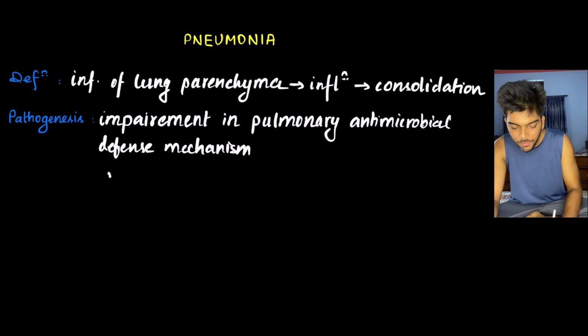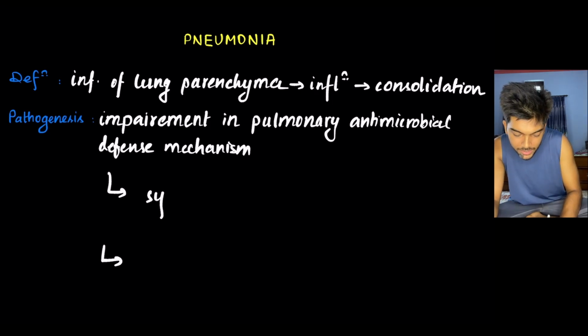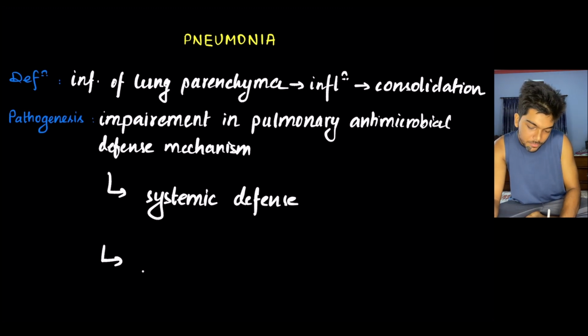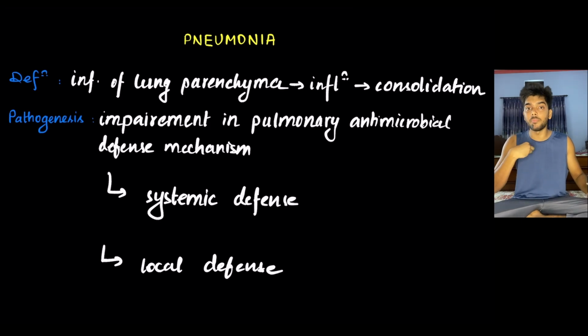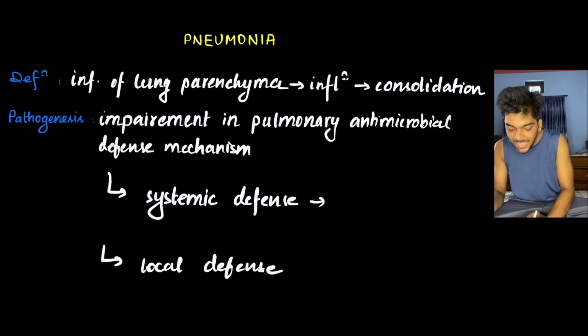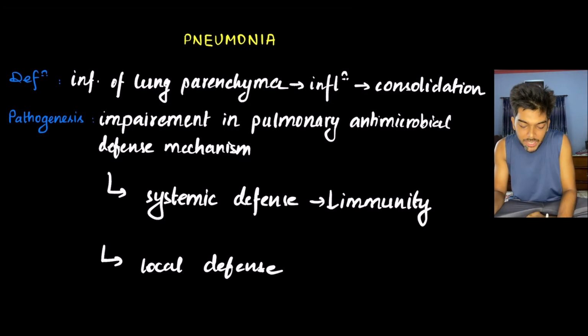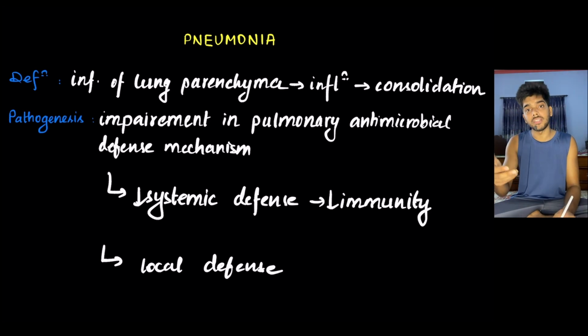Now, defense mechanism is of two types. There's systemic defense, and then there is local defense. Systemic defense means what? Once the microorganism enters the body, first your whole body tries to fight against it, right? It's not just your lung, trachea, bronchi, bronchioles, not just the respiratory system. It's your body also trying to fight against it. That is your systemic defense. That is basically your immunity trying to fight against it. So if your immunity is impaired or the systemic defense is impaired, obviously the infection wins.